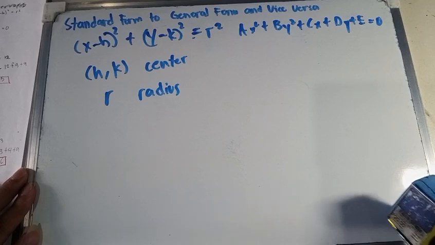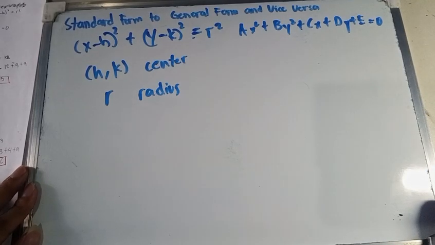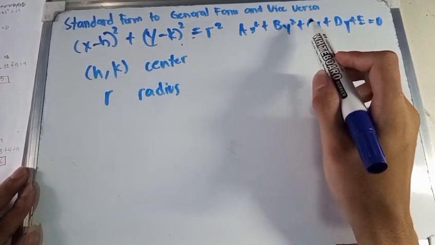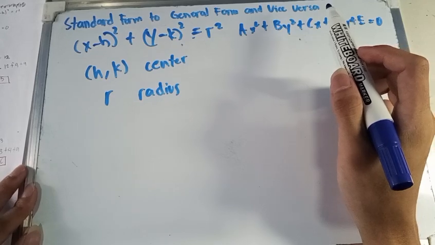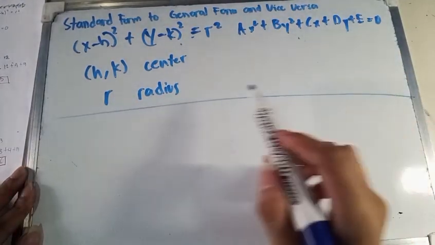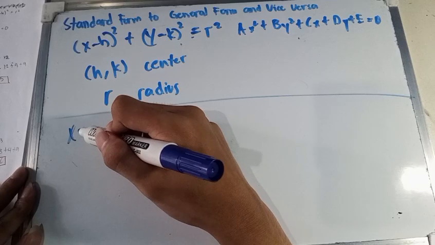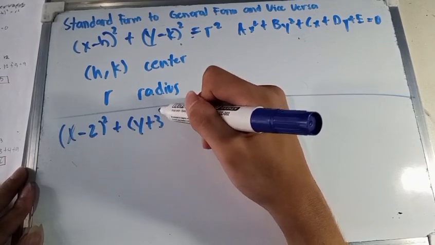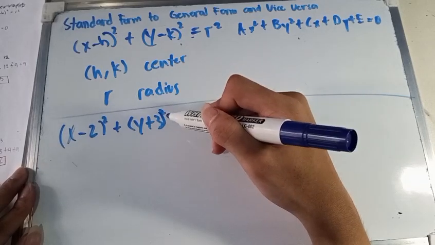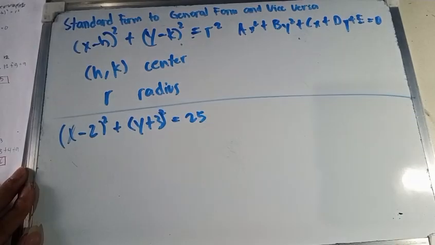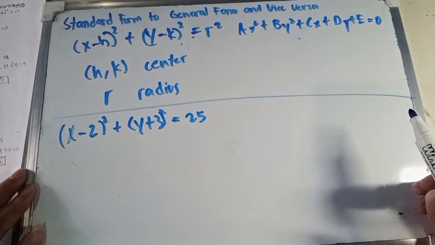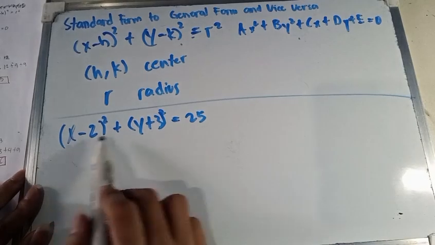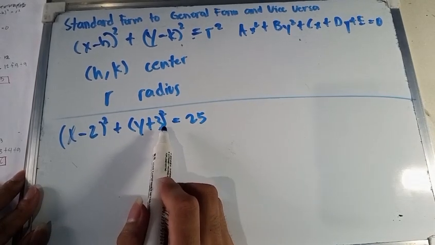Now, what if we are given the standard form? How do we convert standard form to general form? So, let's see, we have (x minus 2) squared plus (y plus 3) squared equals 25. How do we convert it to general form? The first thing that we need to do is to solve these two binomials and get their squares.